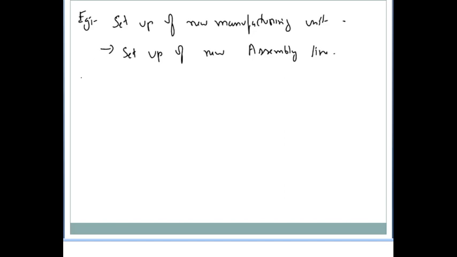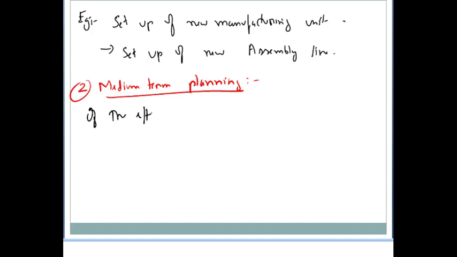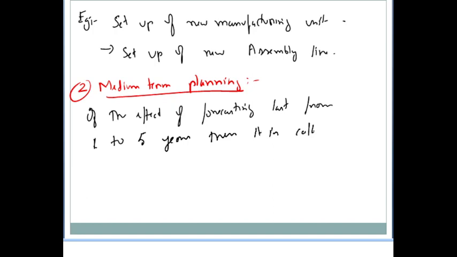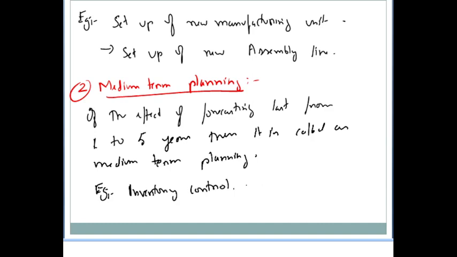Okay, now the next topic is medium-term planning. What is medium-term planning? If the effect of forecasting lasts from 1 to 5 years, then it is called medium-term planning. Example: inventory control, or forecasting for predicting the inventory.